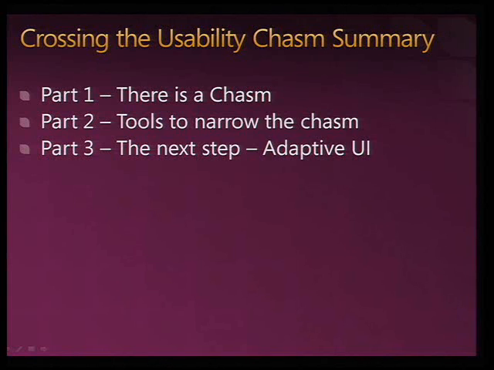So I would like to summarize this presentation. At the beginning, we tried to explain that there is a chasm. The distance between the demands of the applications and the user abilities is getting bigger and bigger, and we should help the users to cross the chasm. In the second part, we showed you several ways you can help the user and bring them more value, and make your applications more effective, more efficient, and make the users more satisfied with the applications. And in the third part, we added the next step of adaptive user interface.